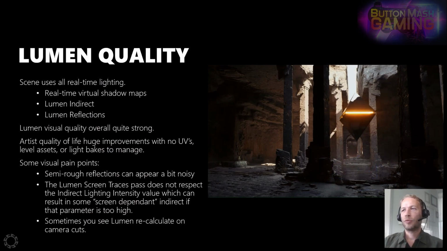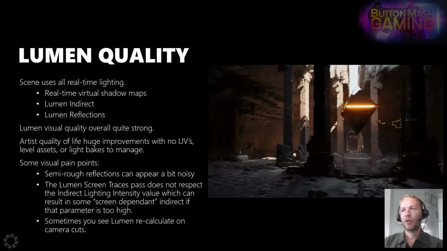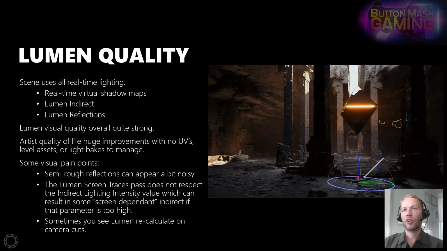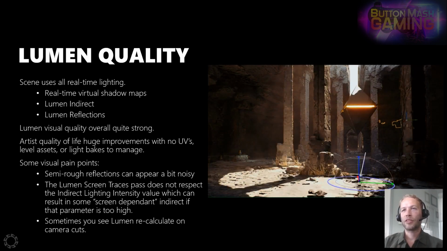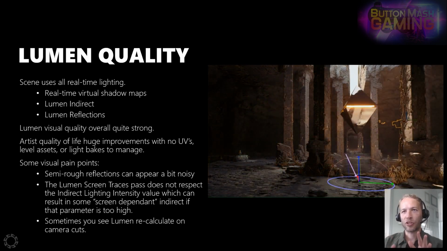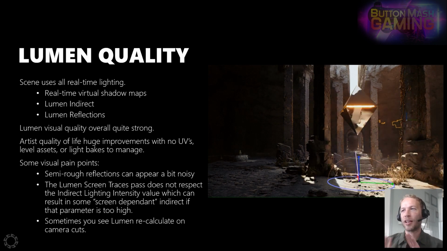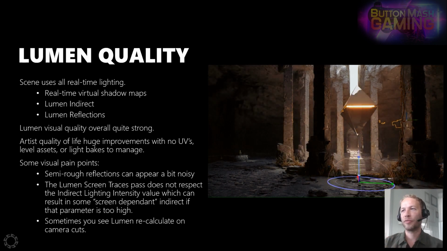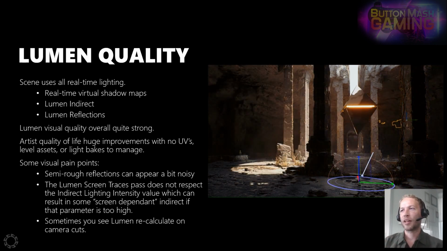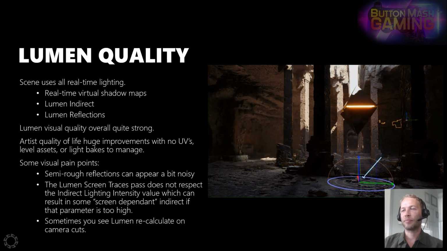Lumen quality. Jumping into Lumen, our Alpha Point demo uses all real-time lighting. It's running real-time virtual shadow maps, Lumen Indirect and Lumen Reflections. You can see here I'm moving the light around, and you can see all the reflections updating in the light. Overall, Lumen visual quality is quite strong in our opinion. It's a huge quality of life improvement for lighters.